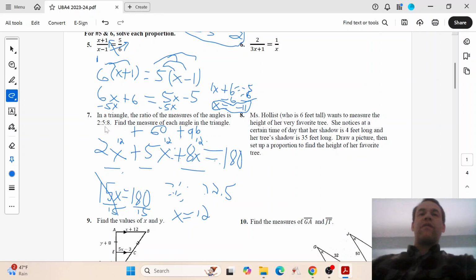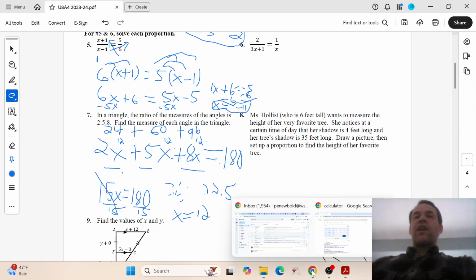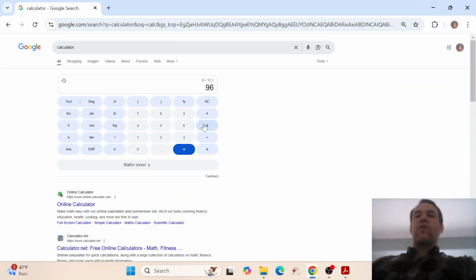plus 24. 2 times 12 is 24. 5 times 12 is 60. And 8 times 12 is 96. So let's just make sure that that adds up to 180, right? So 96 plus 60 plus 24. So 96 plus 60. Feeling good about it. Boom! Adds up to 180.